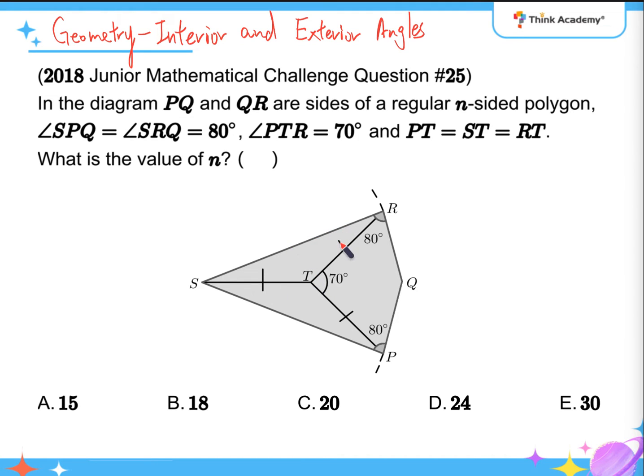All right. So the first thing is that it's telling you that these two are the sides of an n-sided polygon. And it's telling you that these two angles are 80. This angle is 70. Now, the remaining condition is that these 3 sides are the same. And it is asking you how many sides does this polygon have?